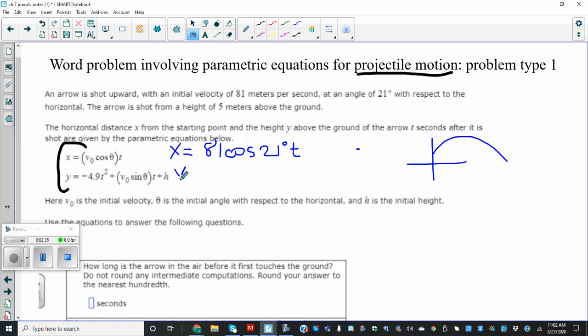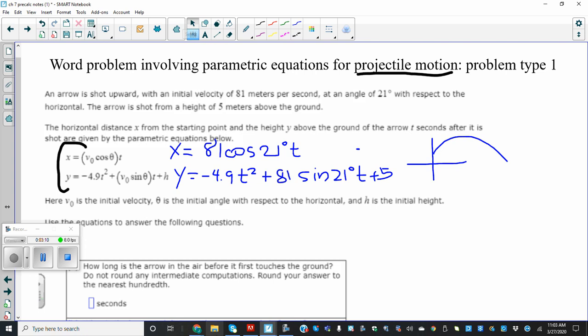Okay, our second equation, y equals, we've got negative 4.9 t squared. And then we're going to add our velocity, which is still that 81, and we're going to put sine, and then our angle, which is still 21 degrees. And then we're going to put the t, and then we're going to add that initial height, which is 5 meters off the ground. So these are our two equations that we're going to type into Desmos. So now I'm going to go to Desmos, and we're going to see what's going on.